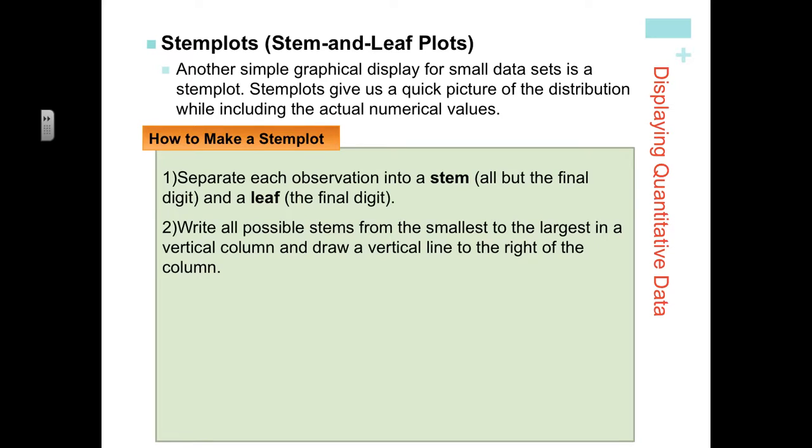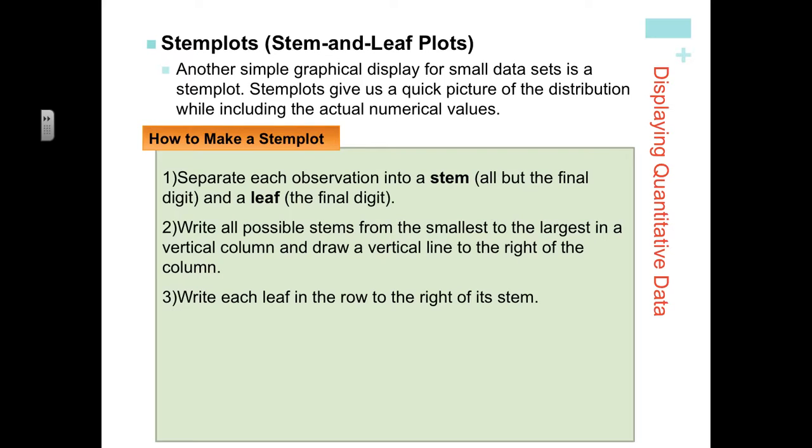We're going to write all stems from the smallest to the largest in a vertical column and draw a vertical line to the right of the column. You'll see what this looks like shortly. Just a little hint, I tend to order my numbers before I begin my stem plot. We're then going to write each leaf in the row to the right of its stem. So for 25, I would put the 2, and then to the right of it would appear the 5. Same thing with 253.